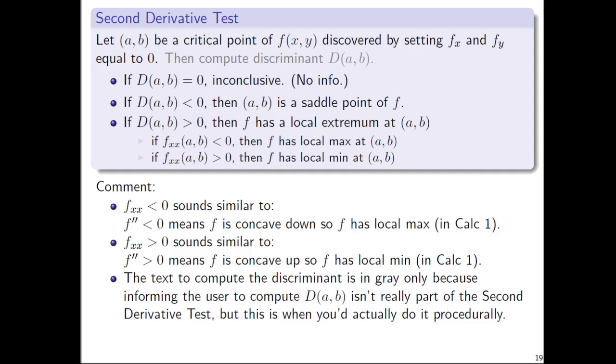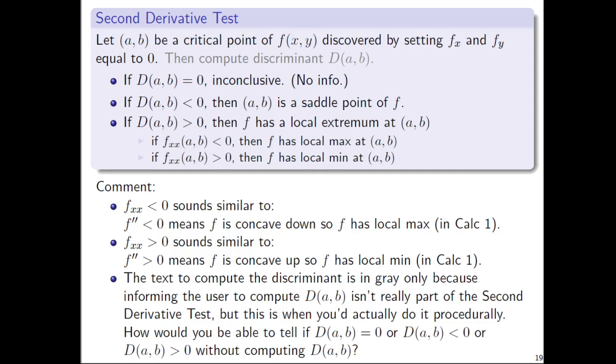Now, the text to compute the discriminant is written only in gray because it's not informing the person who's doing a problem that you need to compute the discriminant; it isn't technically part of the second derivative test. But you'll notice that the discriminant is mentioned 3 times actually otherwise in the second derivative test. So you would need to do it procedurally speaking, so that's why it's just being mentioned. Okay, how would you be able to tell? Really you have to compute it, right? Because how else would you tell that the discriminant is 0 or negative or positive without actually computing the discriminant after all?